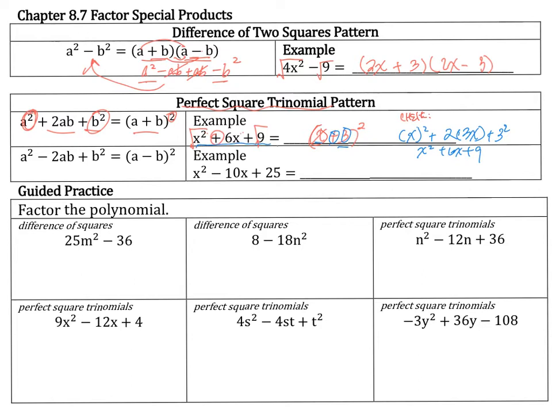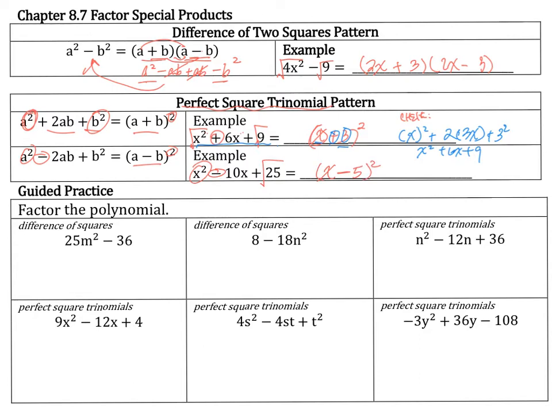Now for the next pattern, we need to consider a negative sign here. So it will be a squared minus 2ab plus b squared, which equals the binomial a minus b to the second power. So to do the example here, we need to consider x squared and take the square root of that, which is x, and the square root of 25, which is 5. And we need to put a negative sign in between because of this sign, and square.